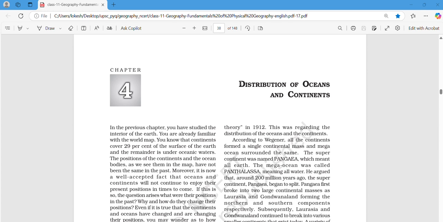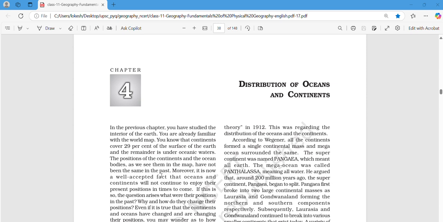In the previous chapter, you studied the interior of the Earth. You are already familiar with the world map. You know the continents cover 29% of the surface of the Earth, and the remainder is under oceanic covers. Position of continents and ocean bodies as we see them in the map have not been the same in the past. Moreover, it is now a well accepted fact that oceans and continents will not continue to enjoy their present positions in times to come. So they're saying it will be moving.